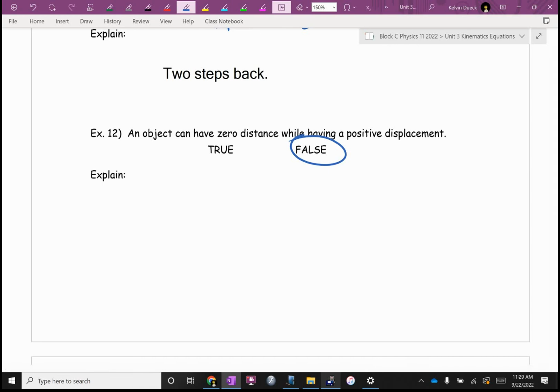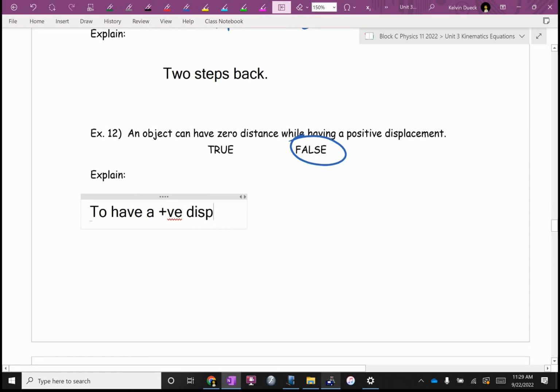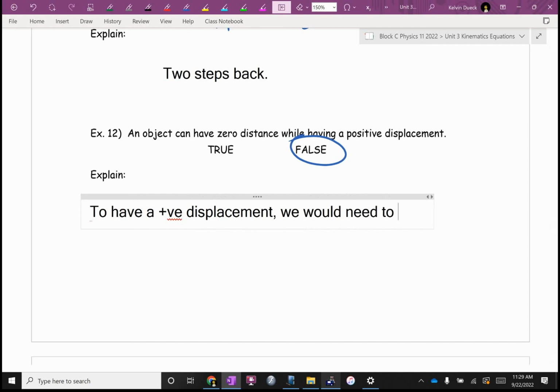Yeah, Adam. In order to have those, you can move. Okay. So, we can say something like this. To have a positive displacement, we would need to move. But as soon as you move, is your distance possibly 0? Nope, because you've taken a step.